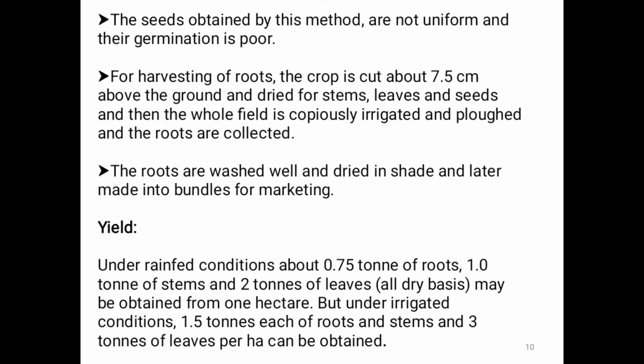Then yield. Under rainfed conditions, about 0.75 tons of roots, 1.0 ton of stem and 2 tons of leaves may be obtained from 1 hectare, but under irrigated conditions 1.5 tons each of roots and stem and 3 tons of leaves per hectare can be obtained. There are variations in yield under rainfed and irrigated conditions. That's all about the cultivation practices of periwinkle.